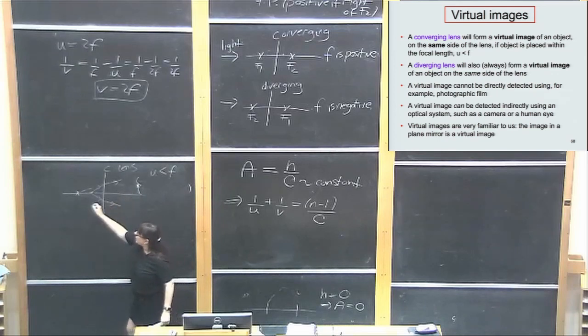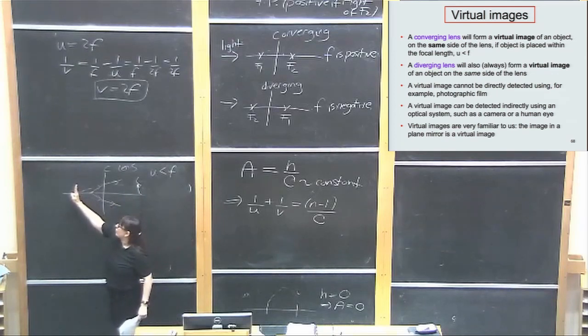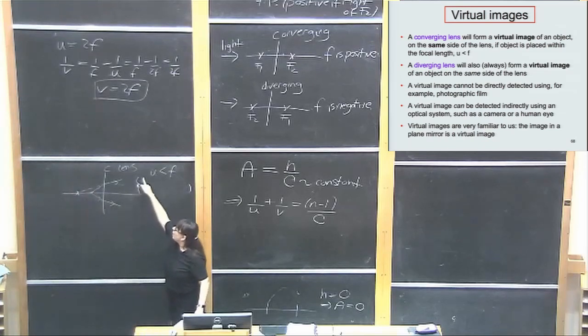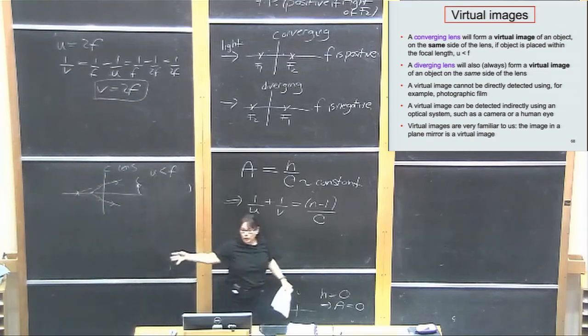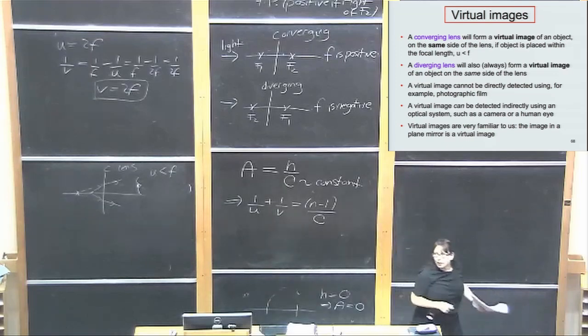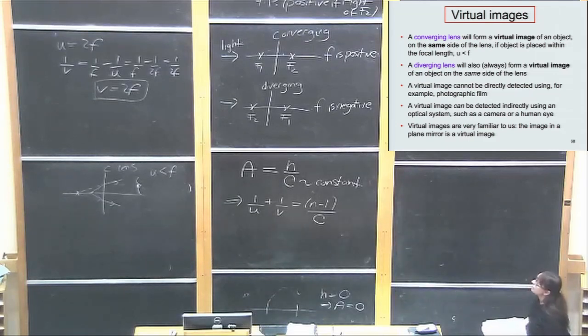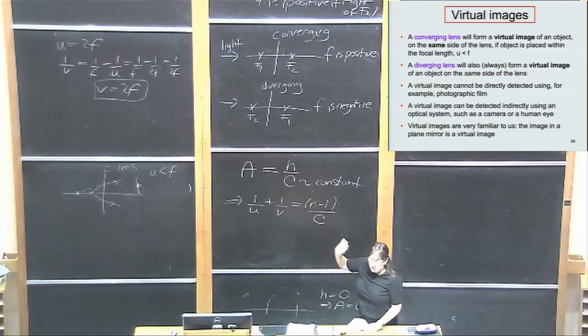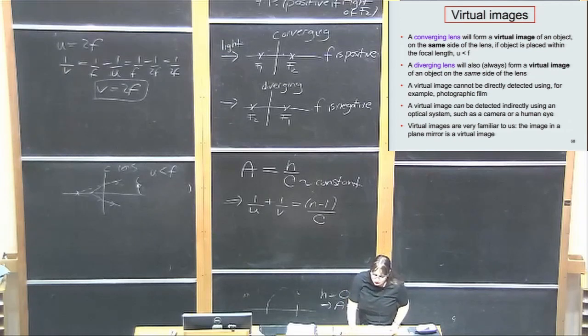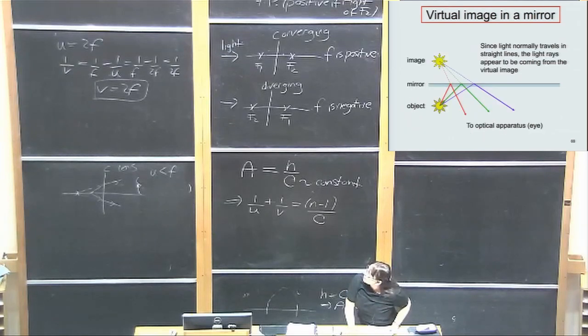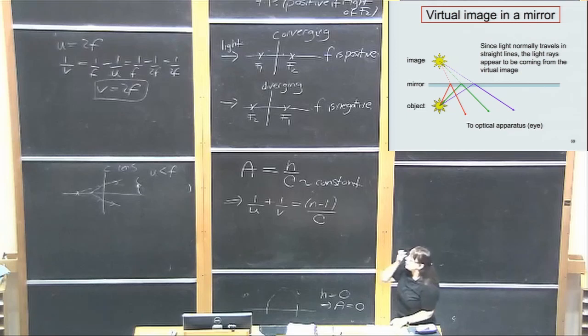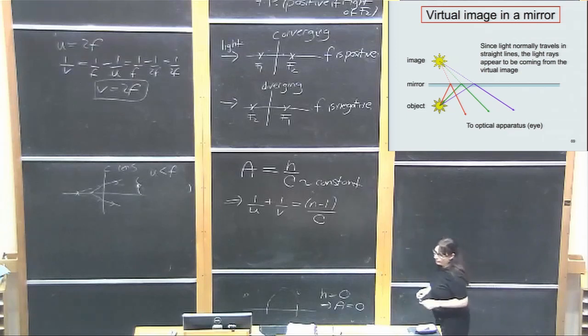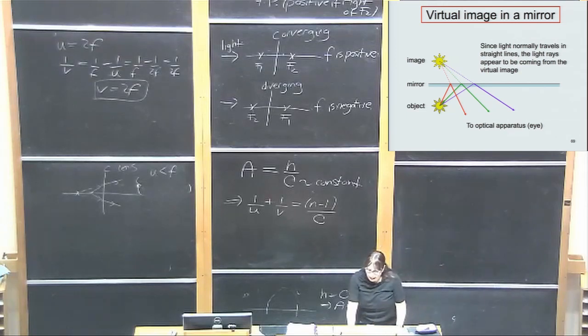You can't detect these directly. If I were to stick a piece of paper there or some photographic film, nothing would happen because no light rays are really meeting there. But to your eye and brain system, you can look at this and it looks like a real image. So these can only be detected in an indirect way. Diverging lenses, as we'll see in a minute, also always produce virtual images. Virtual images are very familiar to us. We've seen this picture before back in the first lecture, the image in a mirror, right? That's a virtual image working in exactly the same way.